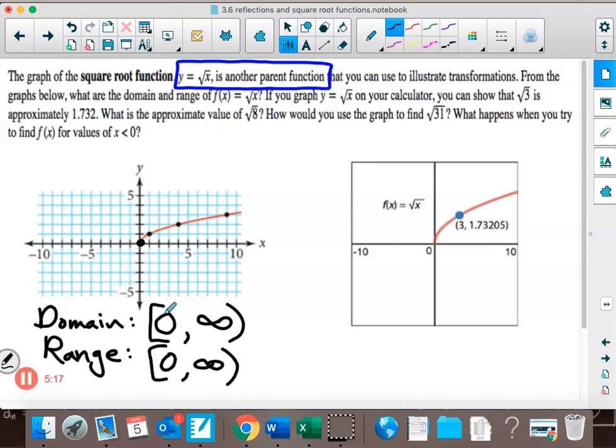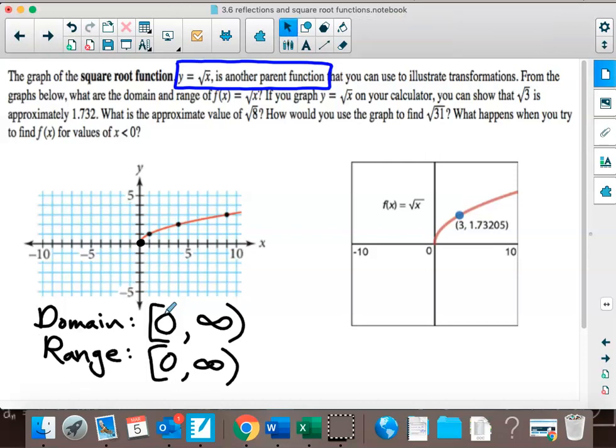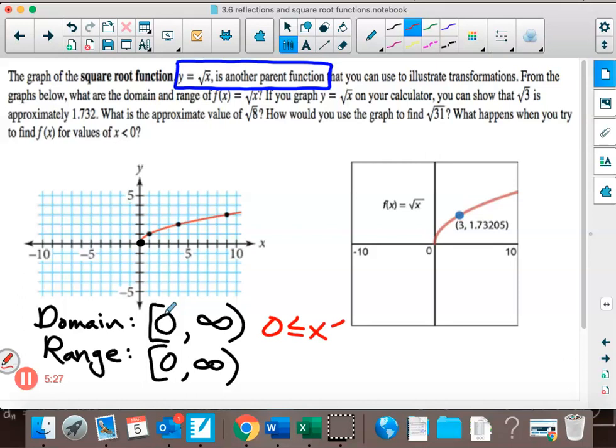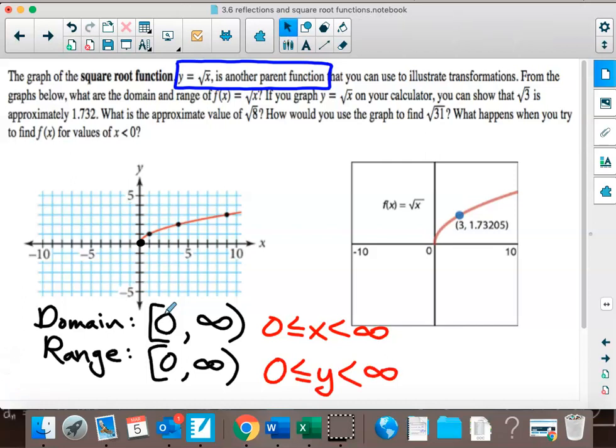I have a question. Okay. Yes. So when you know how you write the domain like 0 on the left, that is set notation. So if you wrote it like this, 0 less than or equal to x, and for the range y, this would be 0 less than or equal to y. Yes, very good question.